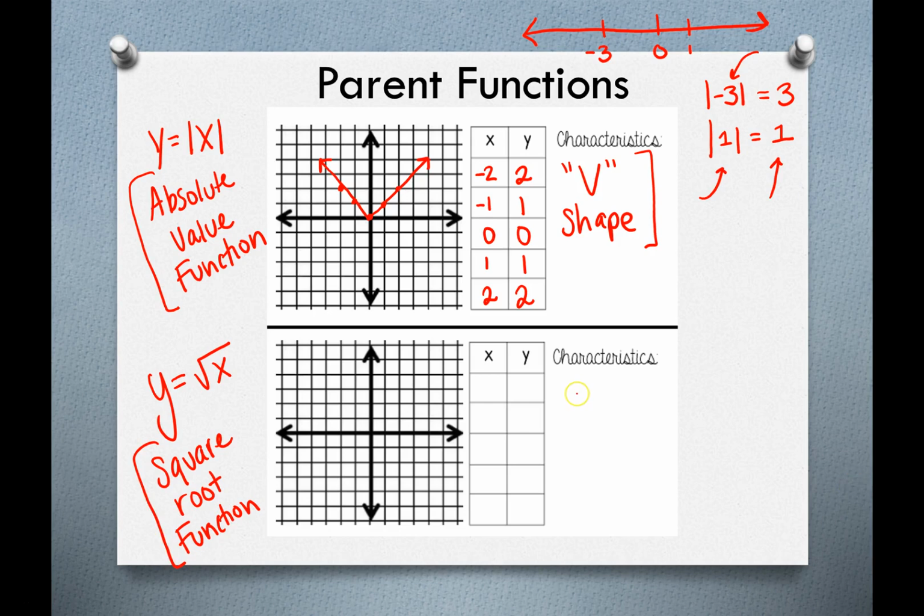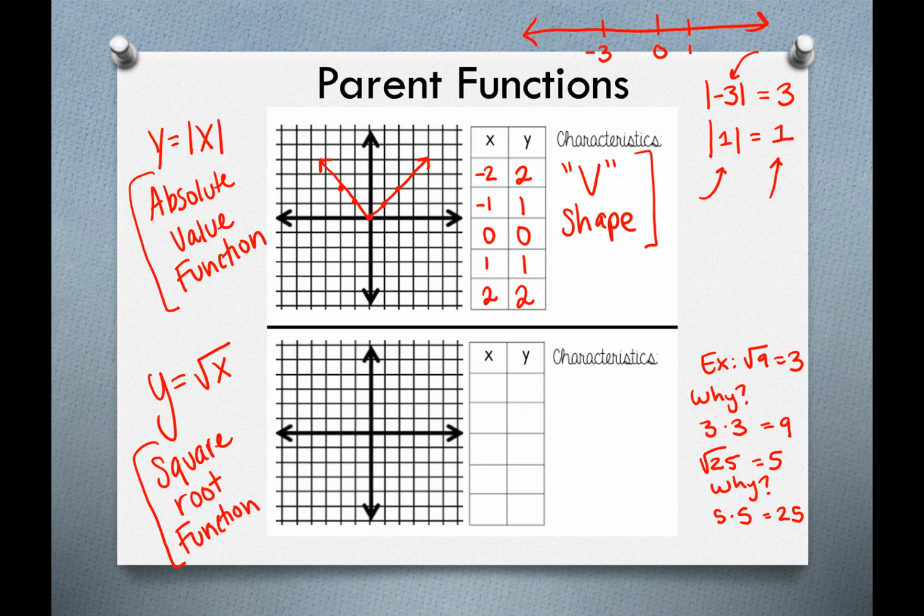Remember, a square root is the opposite direction of squaring something. For example, if I want the square root of 9, that's equal to 3. Why? Well, because 3 times 3 is equal to 9. What's the square root of 25? Well, that's equal to 5. Why? Well, because 5 times 5 equals 25. So that's what a square root is.